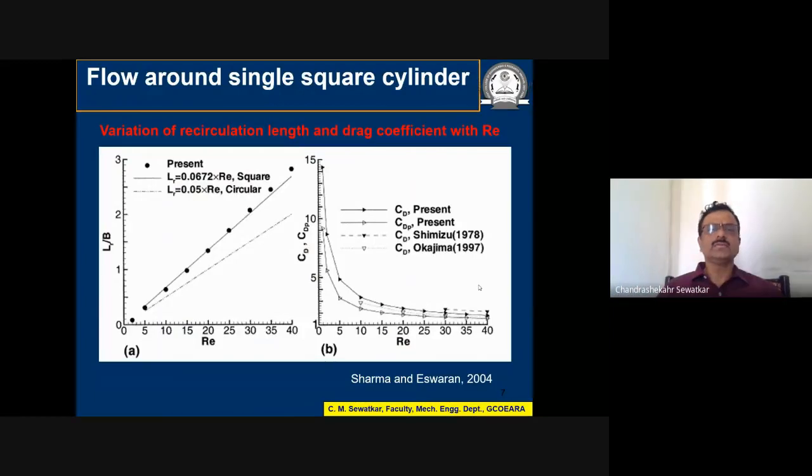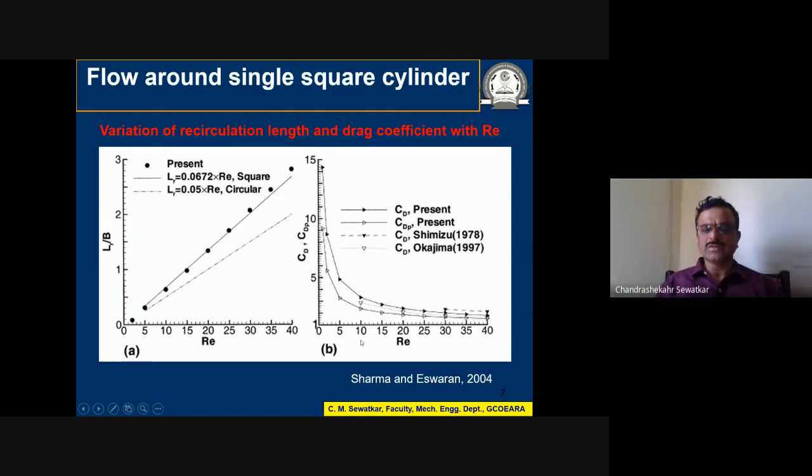Now, if you look at the variation of the forces experienced by the body, I am sharing with you here the result given by Professor Sharma and Iswaran: with an increase in the Reynolds number, your drag force goes on reducing, because with an increase in the Reynolds number, the inertia force increases and the viscous force decreases.